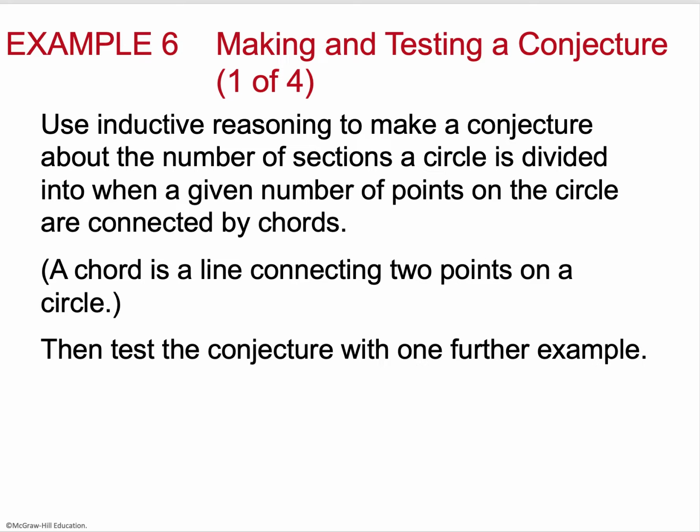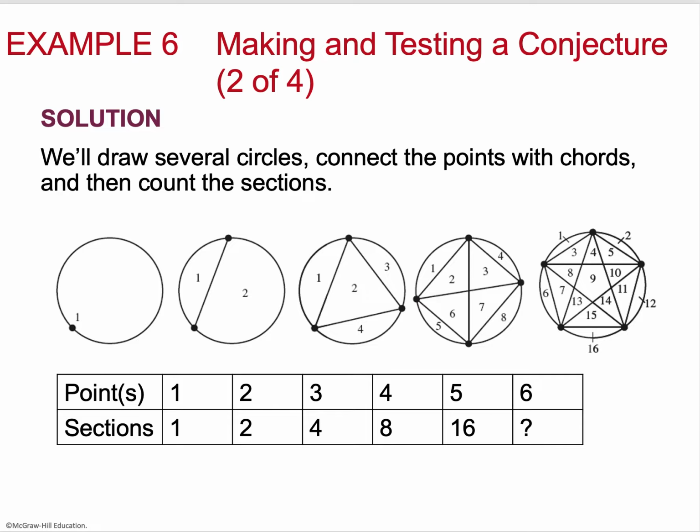If I want to make and test a conjecture, I'm going to use inductive reasoning to make a conjecture. In this example, let's say the number of sections a circle is divided into when a given number of points on a circle are connected by chords. So if you remember, a chord is something that connects from one point to the other. So these are examples of chords. So the little segments inside the circle are chords.